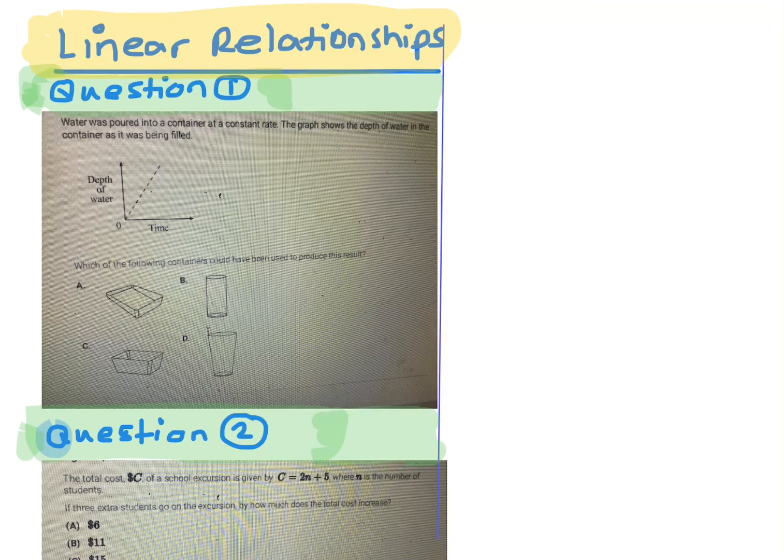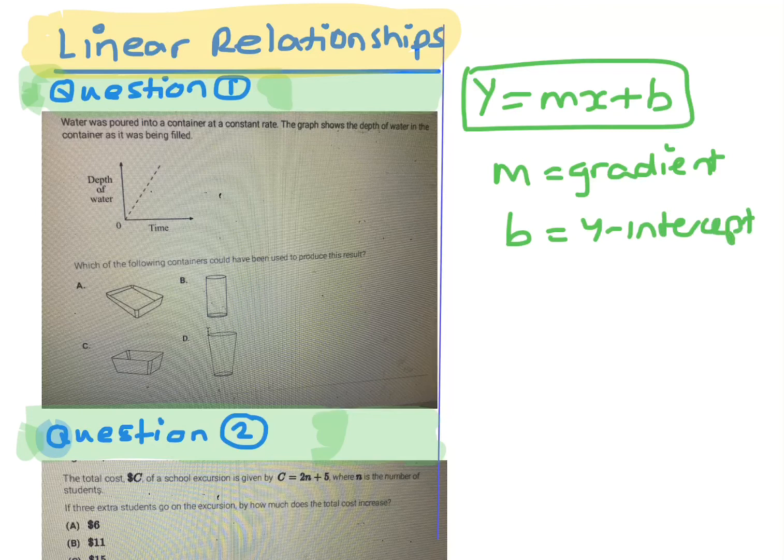A linear relationship is basically anything in the form of y equals mx plus b. This can be used to model situations. m equals the gradient and b will equal the y-intercept. Okay, so the gradient is like the slope.